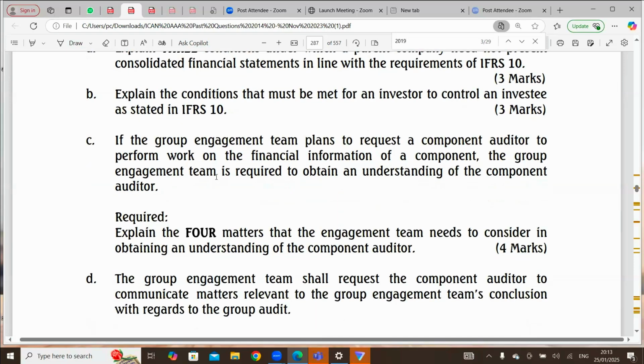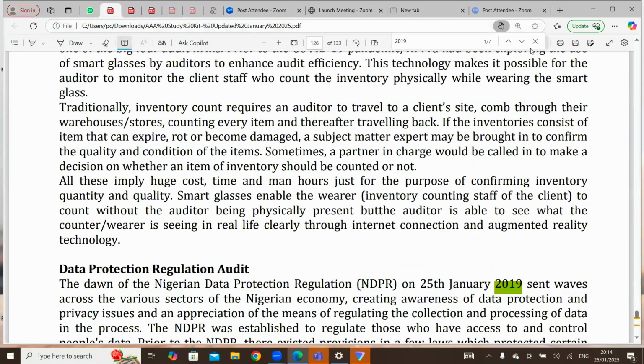Then they said, if the group engagement team plans to request a component auditor to perform the work on financial statements, the group engagement team is required to obtain an understanding of the component auditor. Explain 4 matters that the auditor needs to consider in obtaining an understanding from the component auditor. What are the matters that he's considering? It's the same matters that he has always been considering. Coming.